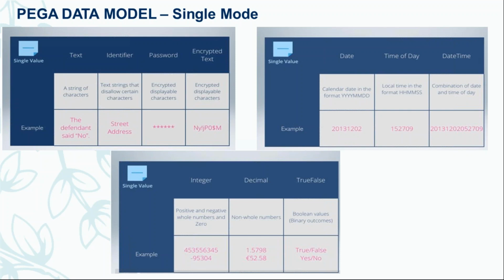And within the single mode, we have different types of property to define the different attributes. Especially for text, we have text, identifier, password, and encrypted text. So text is normal, if you have strings, any strings we want to display. So we simply use the text property for the same.